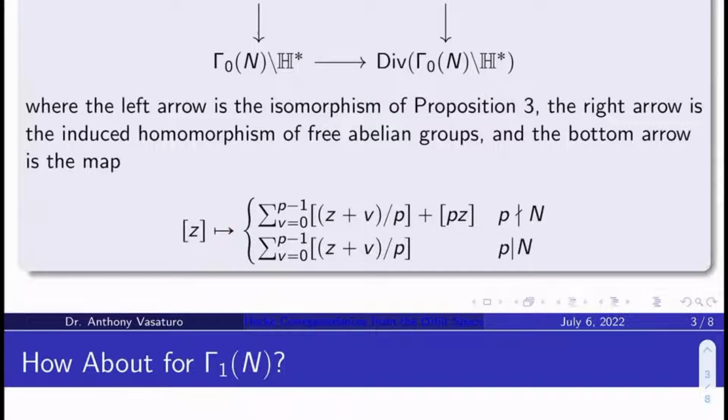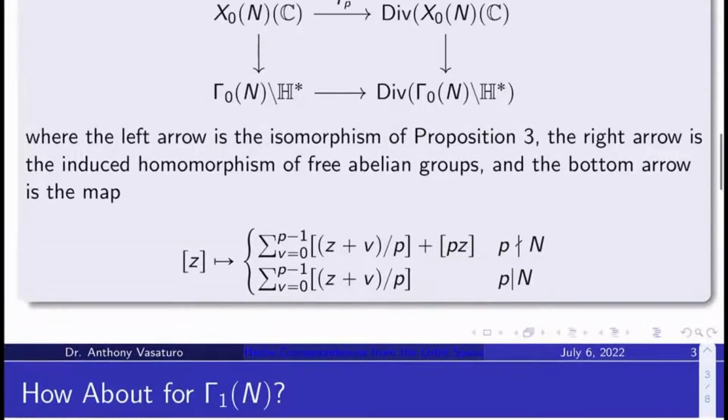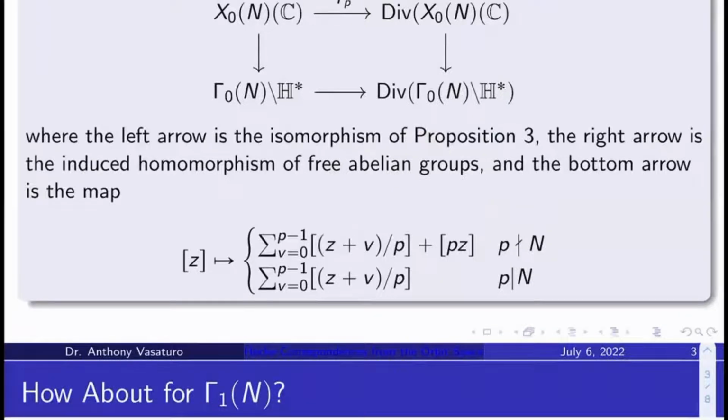Now remember, a divisor of a group is a finite formal sum of elements in that group. So here's the finite formal sum that the orbit of z goes to. It goes to the sum from b equals 0 to p minus 1 of the orbit of (z+b)/p, plus the orbit of pz if p doesn't divide N. And it goes to the exact same thing without the extra orbit of pz formal point if p does divide N. Okay? So I don't know how intuitive you find this compared to the other two perspectives, but it's a good perspective to have because when we define Hecke operators, they'll look something similar to this, okay?